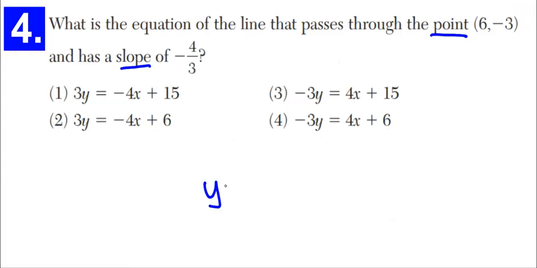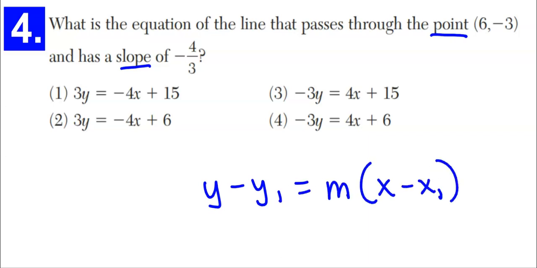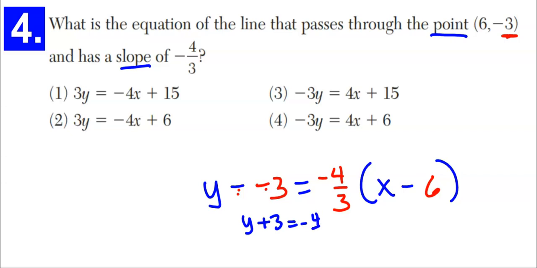The point-slope equation is y minus y1 equals slope times x minus x1, and now all we need to do is erase and replace. The slope is -4/3. The y value over here is -3, so that goes in the y1 spot. Careful, there's two negatives here, right? So let's simplify this equation to see what we've got. y plus 3 equals -4/3 times x, and then -4/3 times 6, which is going to be a positive 8.